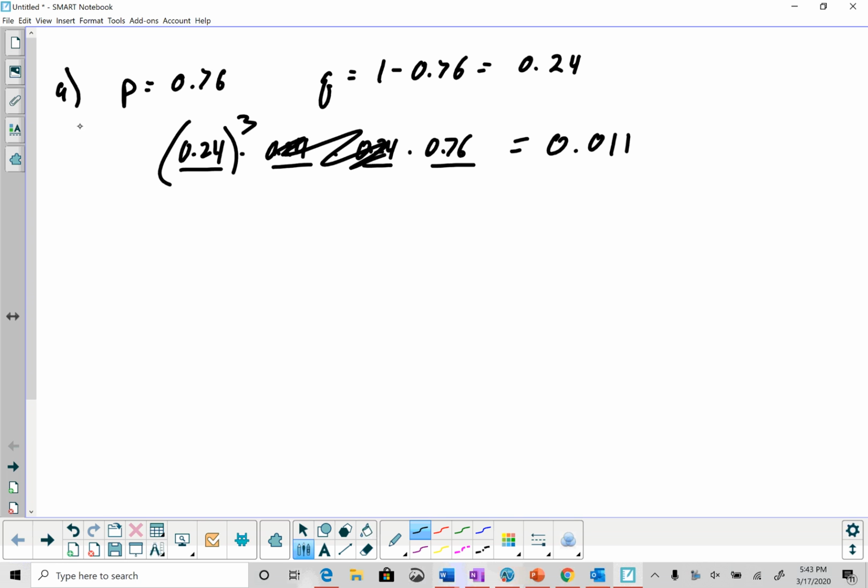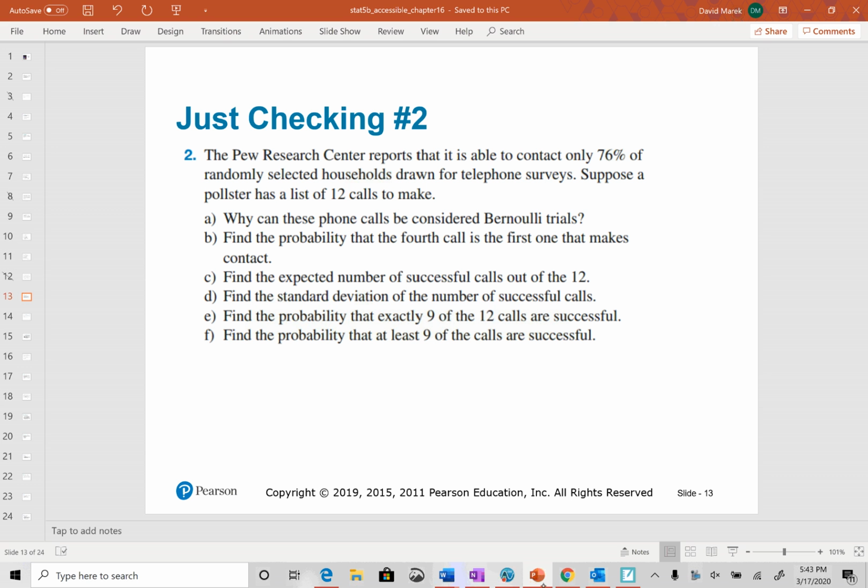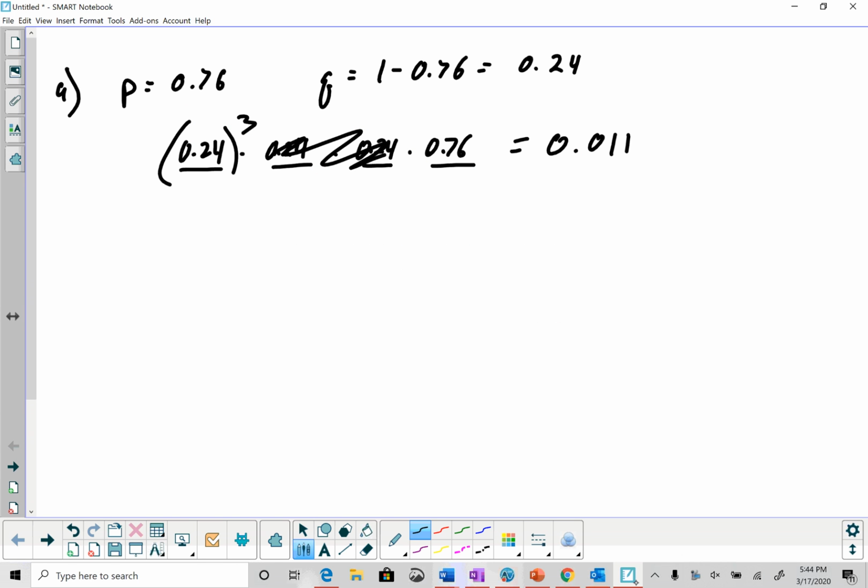Okay, so that's for part A. Part B, find the expected number of successful calls out of the 12. Okay, so again, going back to our little formula there, our expected value is mu, and that's simply n times p. Well, we're making 12 calls. Probability of success is 0.76, so that'll be 9.12.